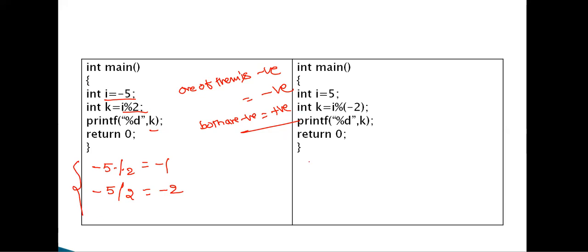For example, consider another case. 5 mod minus 2, 5 slash minus 2. What is the answer? 5 mod minus 2. What is the sign of the numerator? Positive. So the remainder is also positive. Here, for division, at least one of numerator or denominator is negative, so the result is negative. You got it? So for division, if at least one of them is negative, the answer is negative.